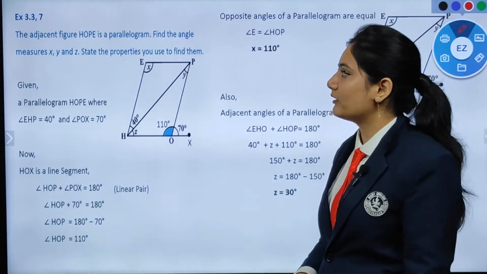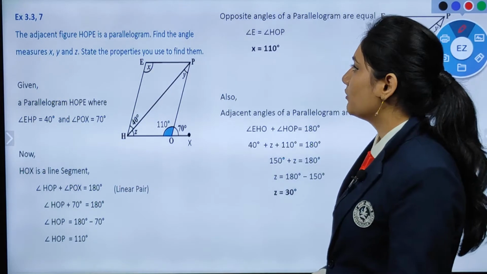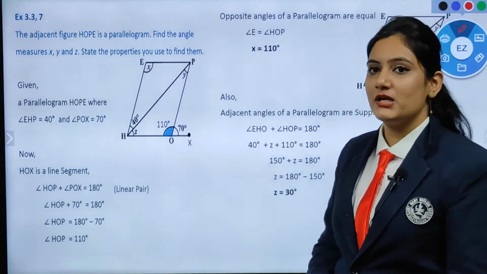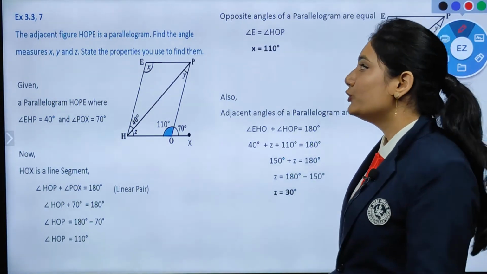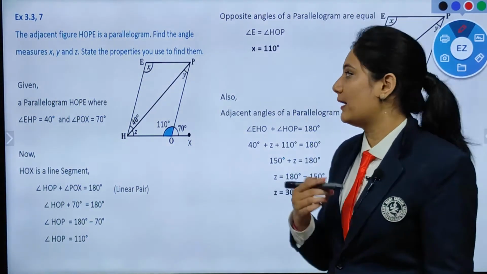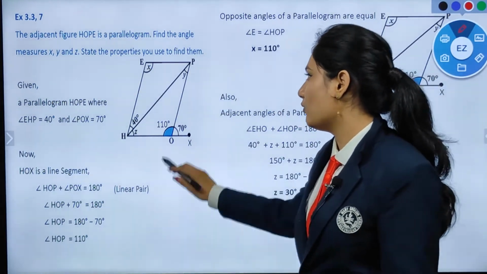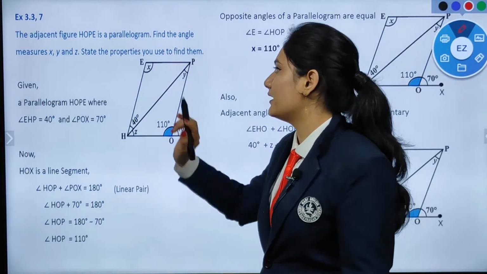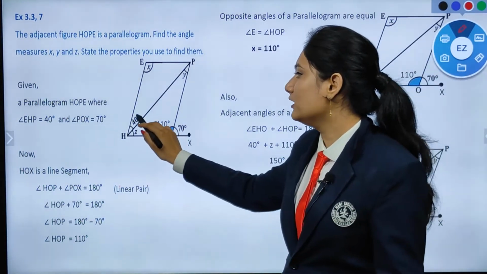Question number 7. The adjacent figure HOPE is a parallelogram. Find the angle measures x, y and z. State the properties you use to find them. See children, here this is the shape. You have to find the value of x, y, z. It is very easy, right? Here angles are already given.